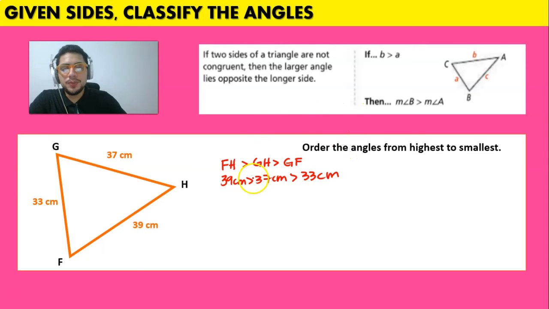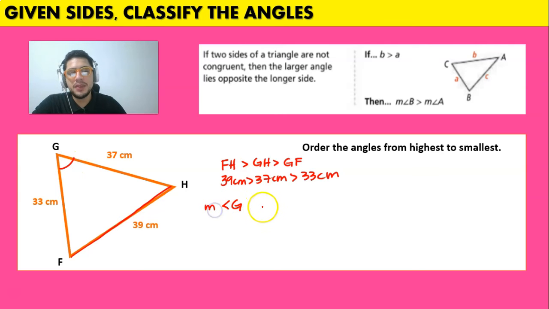So what do we know? Because FH is the highest one, because of the theorem we just saw, we know that the opposite angle is going to be the highest one as well. So that means that the measurement of angle G is going to be higher than the measurement of the angle opposing GH. So GH is this one. The second highest angle is going to be this one, so the measurement of angle F.